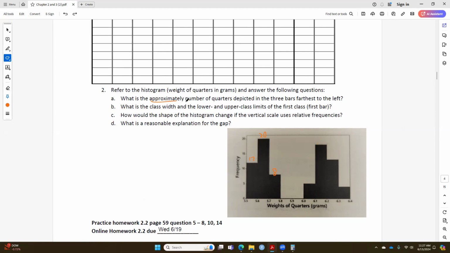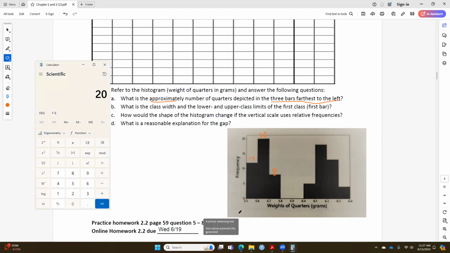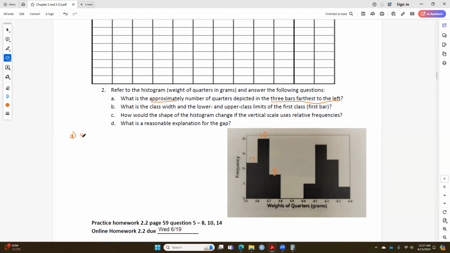The question is asking for the first 3 bars on the left. So the question is asking for just these 3. I didn't read the question carefully. So what you do is we got these 3, and we just add these 3 numbers up: 20 plus 12 plus 8. So there are 40. So this is around 40 quarters in this case.